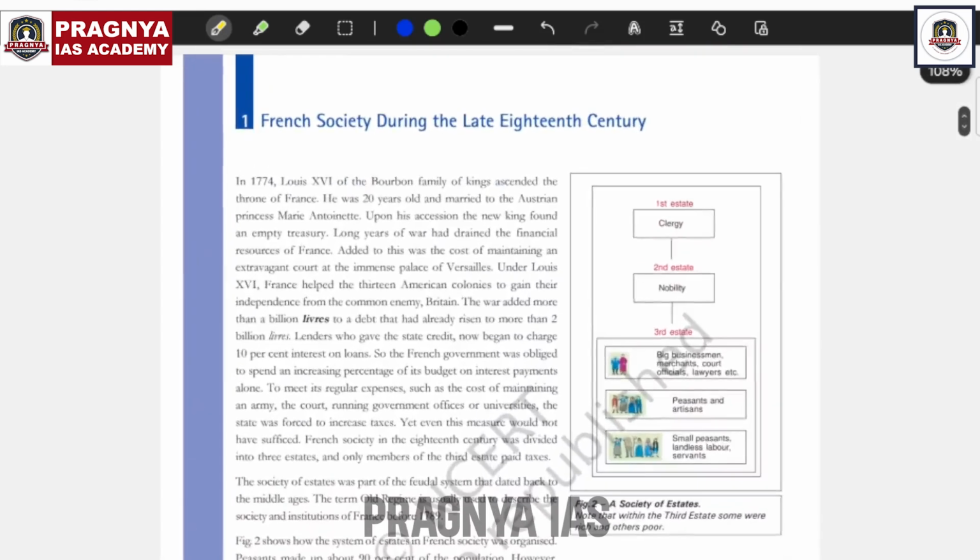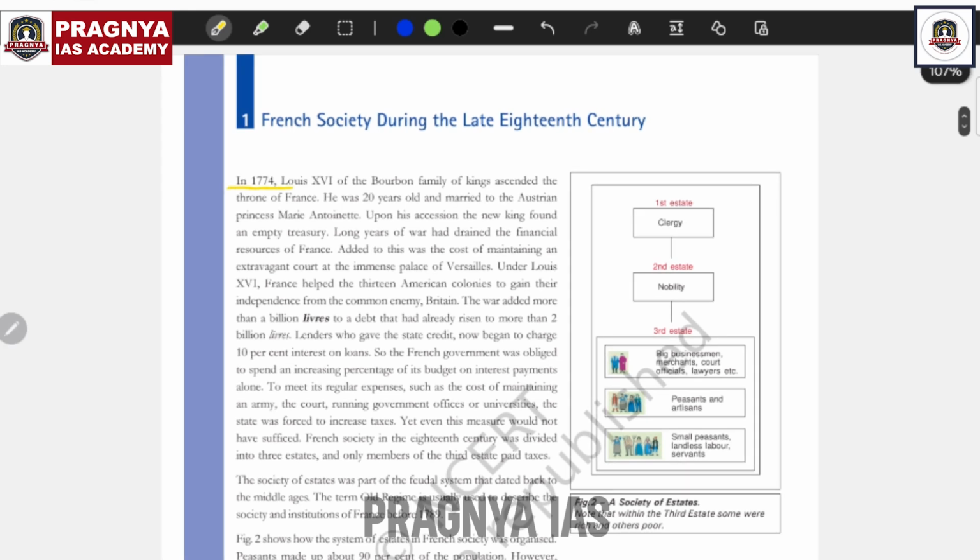If you see the French society during the 18th century, in 1774, Louis XVI of the Bourbon family of kings ascended the throne of France. He was 20 years old, and when he came to the throne, he saw an empty treasury. Long years of war had drained the financial resources of France, and this was the reason. Added to this, the cost of maintaining an extravagant court at the immense palace of Versailles.